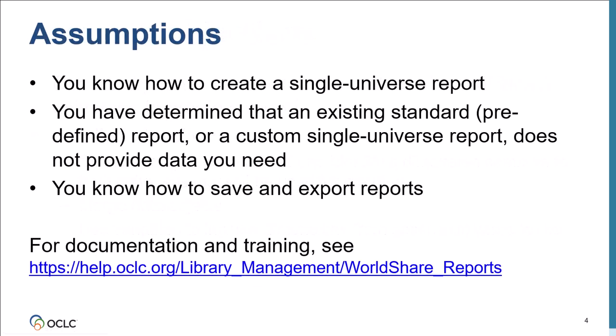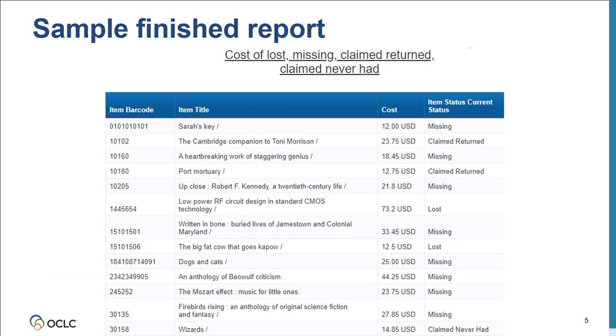In this video, we assume that you know how to create a single universe report and that you've determined that an existing standard or predefined report or a custom single universe report does not provide the data you need, and that you know how to save and export reports. If you need a refresher on any of these topics, you may want to consult the documentation and training available at help.oclc.org. To demonstrate how to create a multiple universe report, I'll use this example.